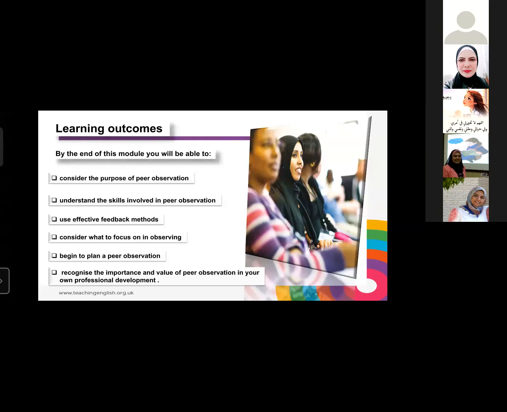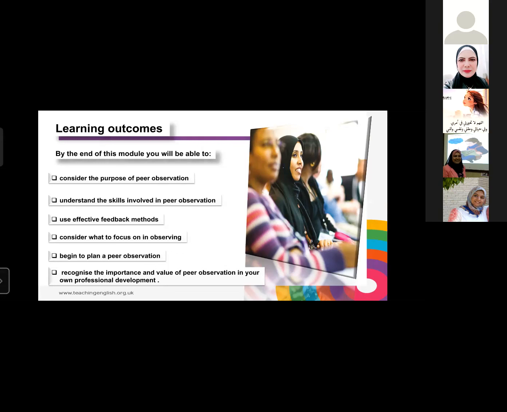And after that, consider what to focus on in observing. Of course, when we talk about observing, we have to talk about some criteria to be effective when we observe others or when we are observed. Also begin to plan a peer observation. Should we plan for a peer observation or enter classes haphazardly or randomly? What should we do to have a constructive, well-planned plan, or just enter and observe by luck or by accident? What's better? Yes, of course, to have a plan.